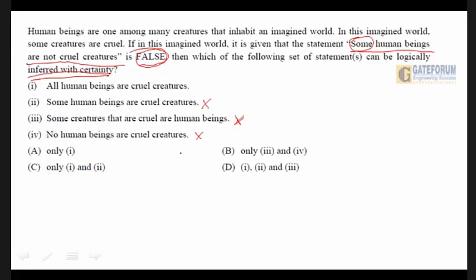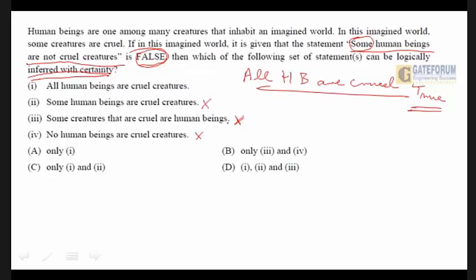No human beings are cruel creatures. Some human beings are not cruel creatures is false. So obviously in that case, all human beings are cruel creatures will be true. So this becomes much more straightforward. All human beings are cruel. This becomes the fact because this is false, so the opposite becomes true. So no human beings are cruel creatures is still wrong.